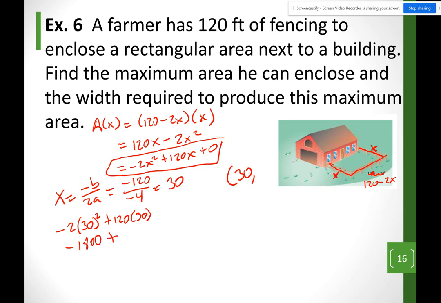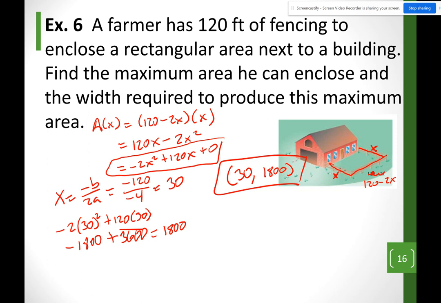Plus 120 times 30. That gives me 3600. Now, negative 1800 plus 3600, that happens to be 1800. So I found my vertex. Very important. I put the box because it's very important.